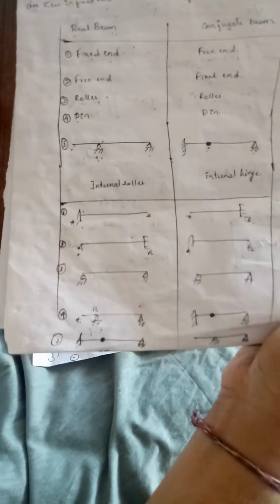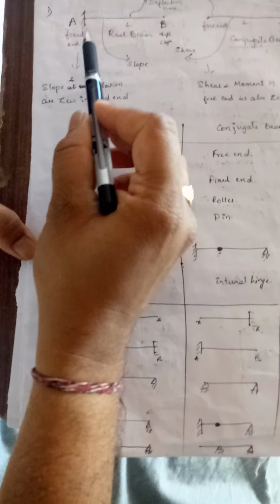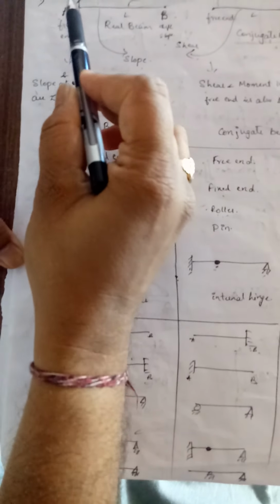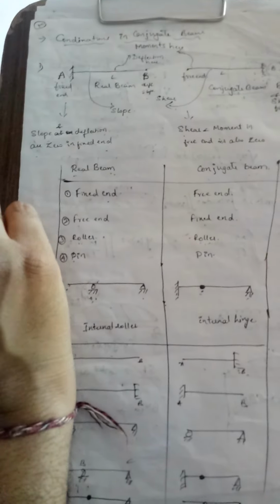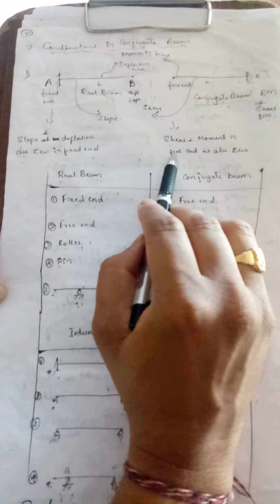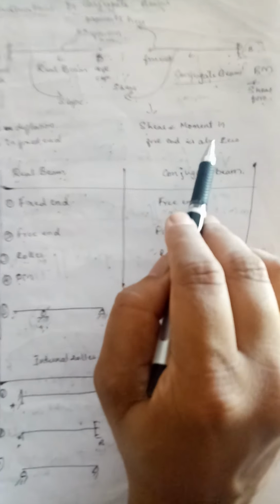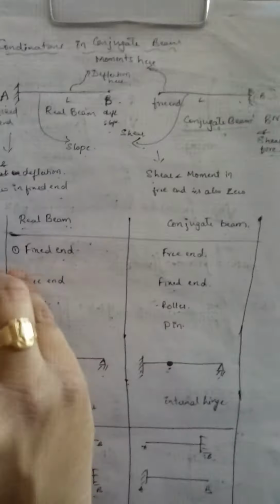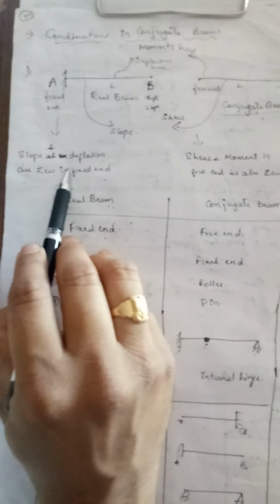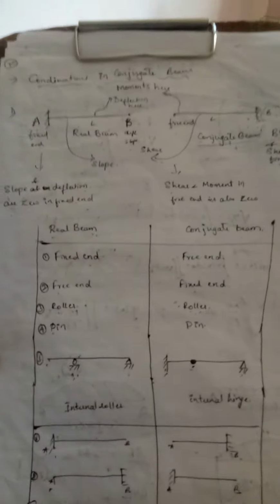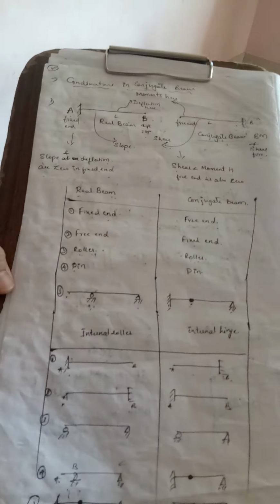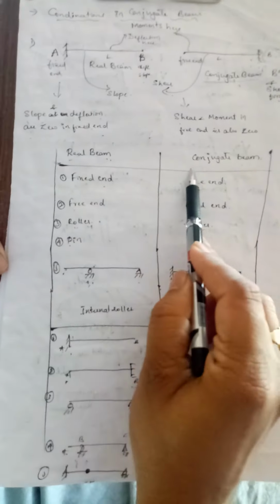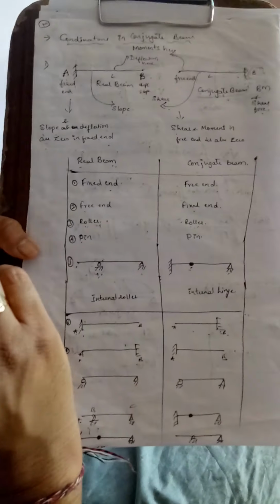Now see this: slope at the fixed end and deflection are 0. The same thing here: at the free end, the shear and moment are also 0. So what you understood is that the slope is equal to shear here, and deflection is equal to moment here. Now what are the conditions? We are divided into two parts: one is the real beam and one is the conjugate beam. The real beam is nothing but the question paper.